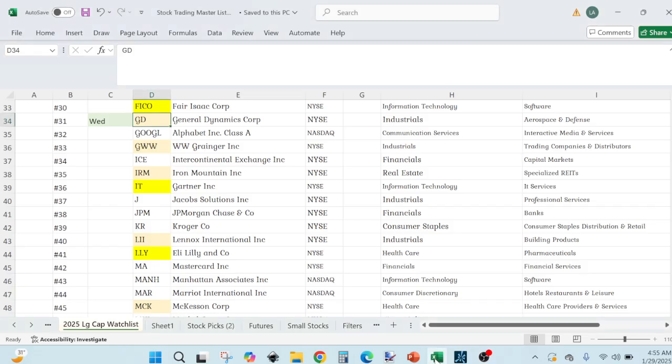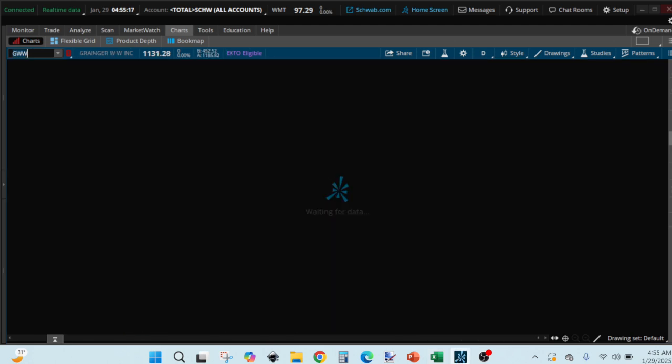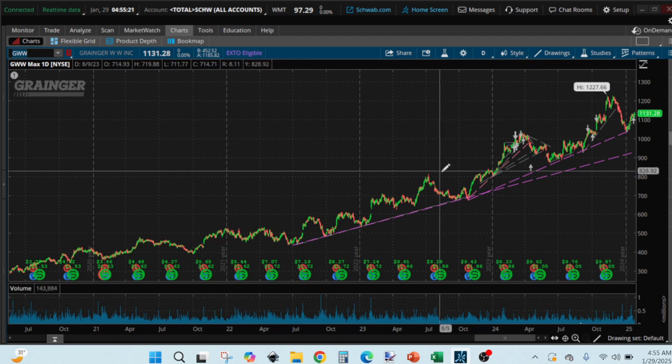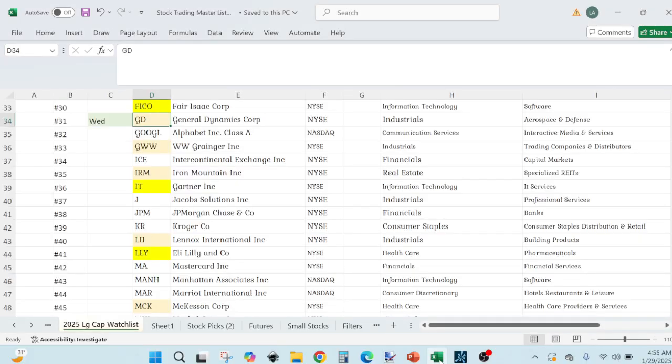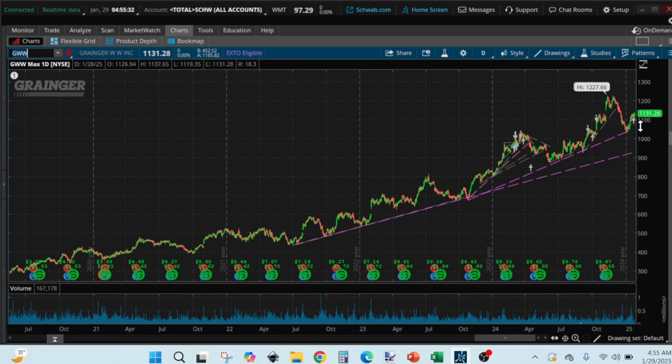So the next one is GWW. GWW, we have that in our portfolio. The ones we have in our portfolio are highlighted on our stock watch list. And GD and WW, we purchased them this year, 2025. So GD, we have those two trend lines that we like to buy them on, and we purchased it. Therefore, we are going to start thinking about where we will exit.